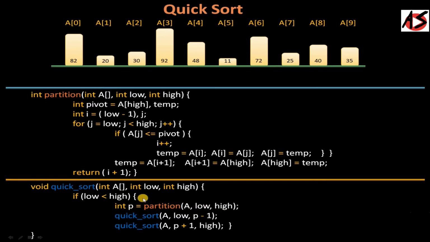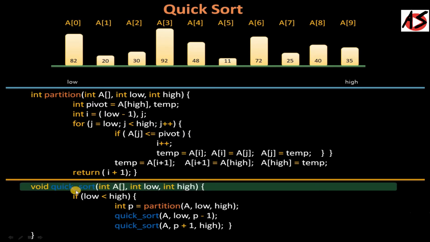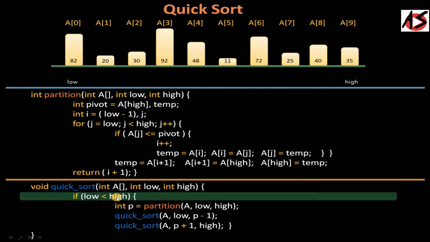So let's see it line by line. Initially we will call the quicksort function and pass the array. Here you can see the array from 0 to 9. We take low as 0 and high as 9. Now we will check the condition low less than high. This is the termination condition.